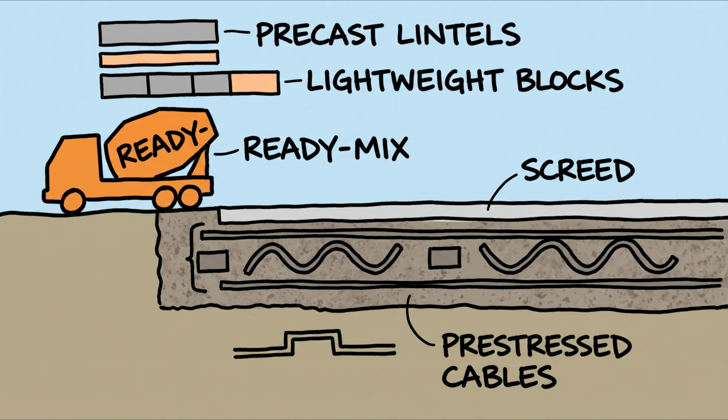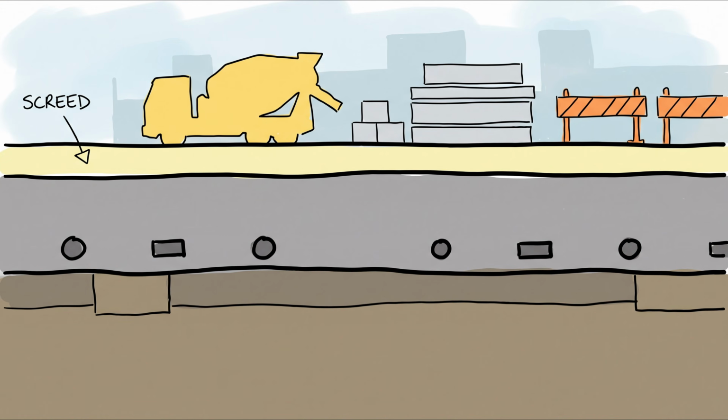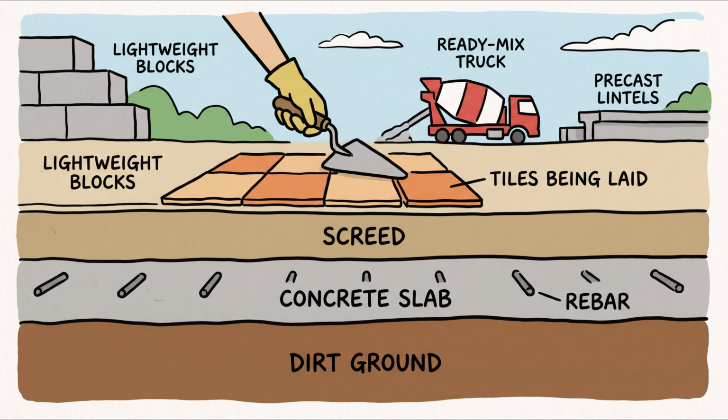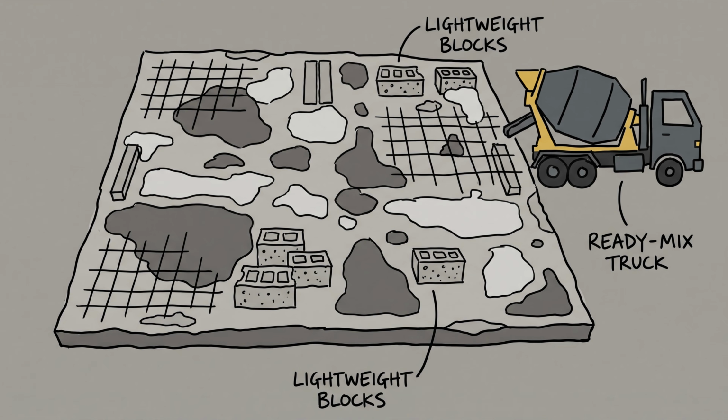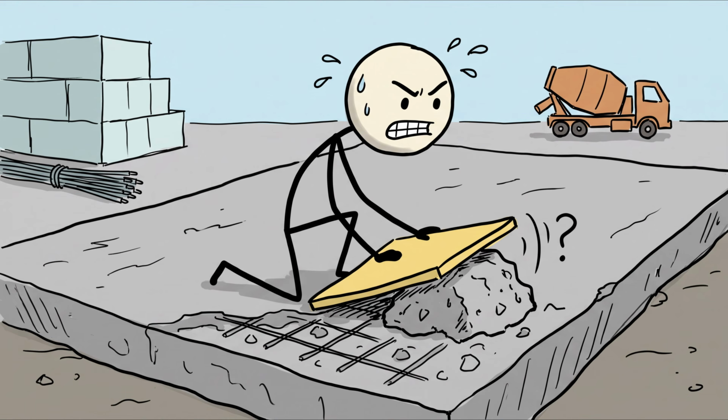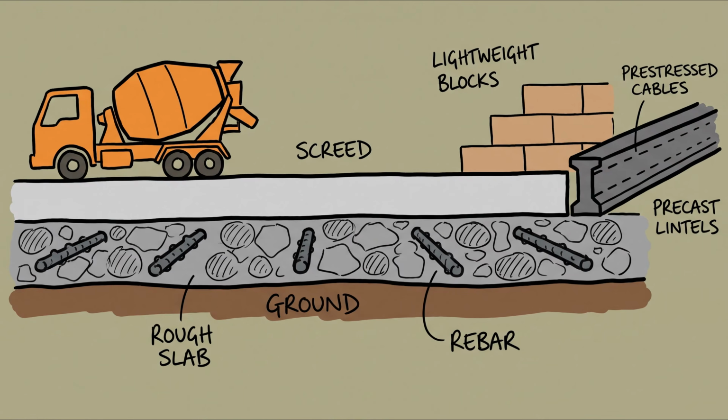Number 8. Screed. Screed is a thin layer of concrete poured on top of a structural concrete slab to create a perfectly smooth, level surface. It's what goes down before your tiles, carpet, or wooden floor. The structural slab underneath is strong, but it's not smooth. It's rough, uneven. You can't lay a floor finish directly on it. Screed goes over the top and gives you a flat, level surface to work with.